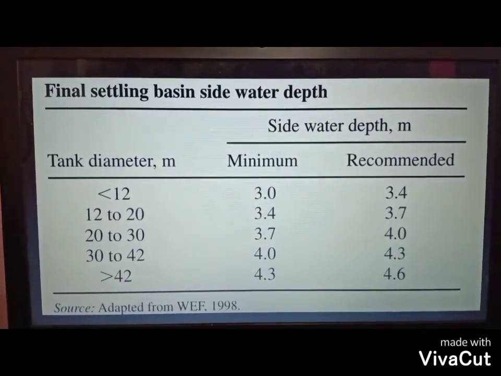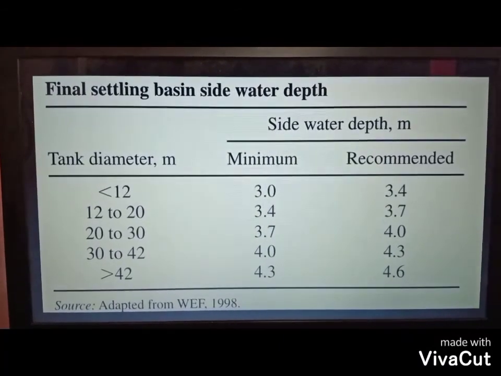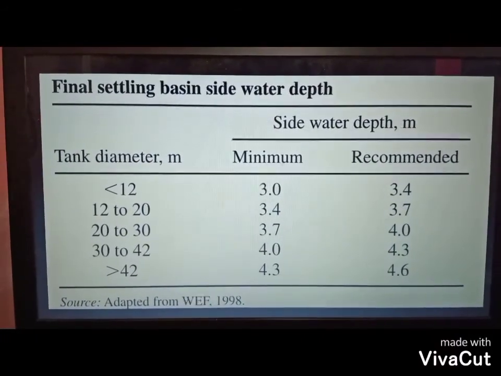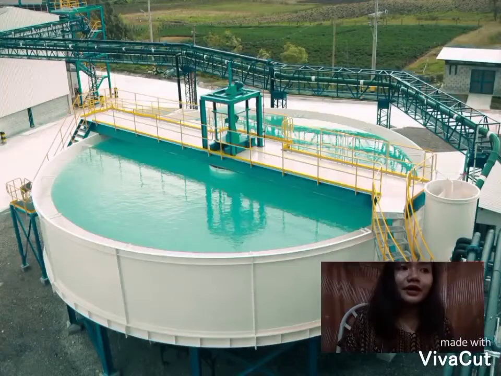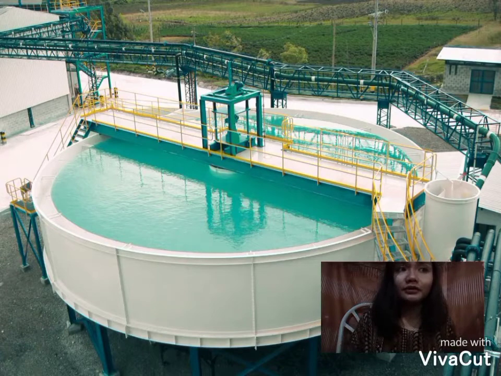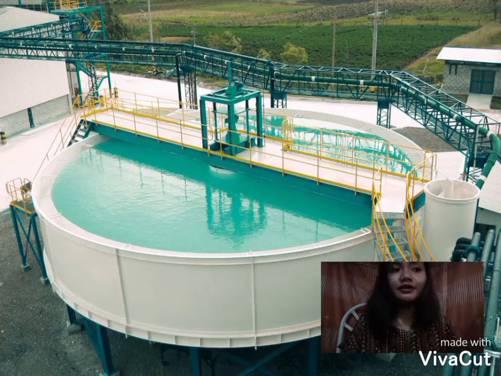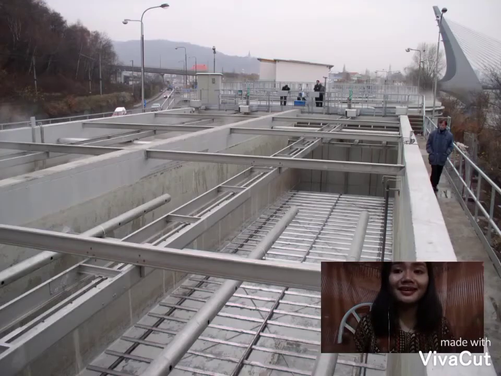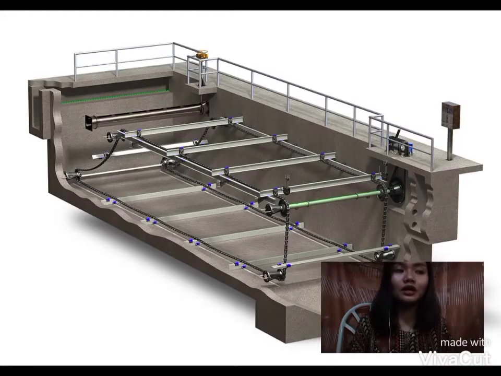And if the tank diameter is greater than 42 meters, the side water depth has a minimum of 4.3 meters, and it is recommended to be 4.6 meters. Clarification and thickening of the biological solids is desired in the secondary clarifier. So the secondary clarifier design protocol requires the calculation of the surface area or plan area of the clarifier based on the clarification and thickening considerations. The secondary settling basins are normally rectangular or circular with 5 feet or 1.6 meter intervals in plan view.